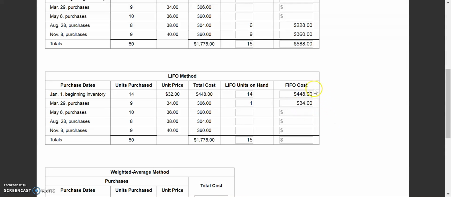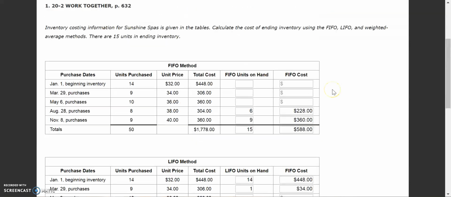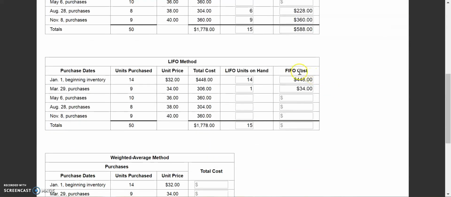And to get our ending, oh, that's a typo on these. This definitely should say LIFO. I'm like, why does that say FIFO? We just did that. That's a typo for Aplia. That's a LIFO. So we take 448 plus 34 and we get $482 for our LIFO costing method. So last in is the first out that we're going to calculate.